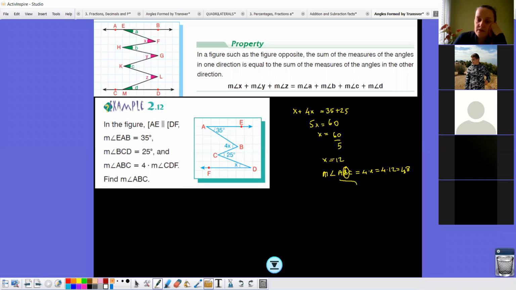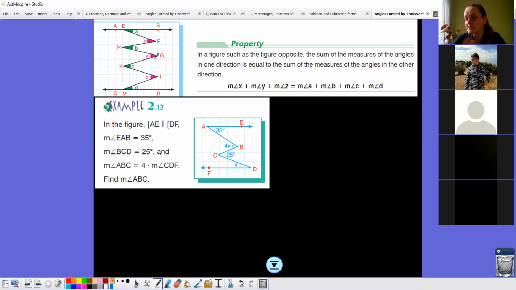Now, let's see what we have here. We have another property. As you see, again, we have two parallel lines and lots of angles between them. Here, look at what is shown as green, A, B, C, D. The sum of them is equal to the sum of X, Y, Z. The sum of the angles on one side is equal to the sum of the angles of the other side. Did you understand?